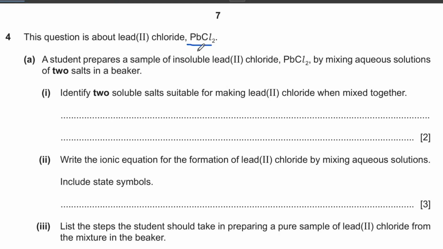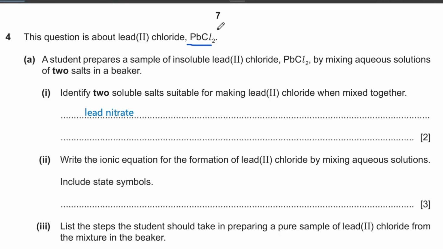So that means there must be a soluble salt of lead and a soluble salt of chloride to form that lead(II) chloride. So the soluble salt of lead that can be used to form lead(II) chloride would be lead nitrate. And the reason why we chose lead nitrate is because nitrates are soluble in water. So don't choose lead sulfate, because lead sulfate is insoluble in water. So it cannot be used to form lead(II) chloride. So therefore, the salt would be lead nitrate.